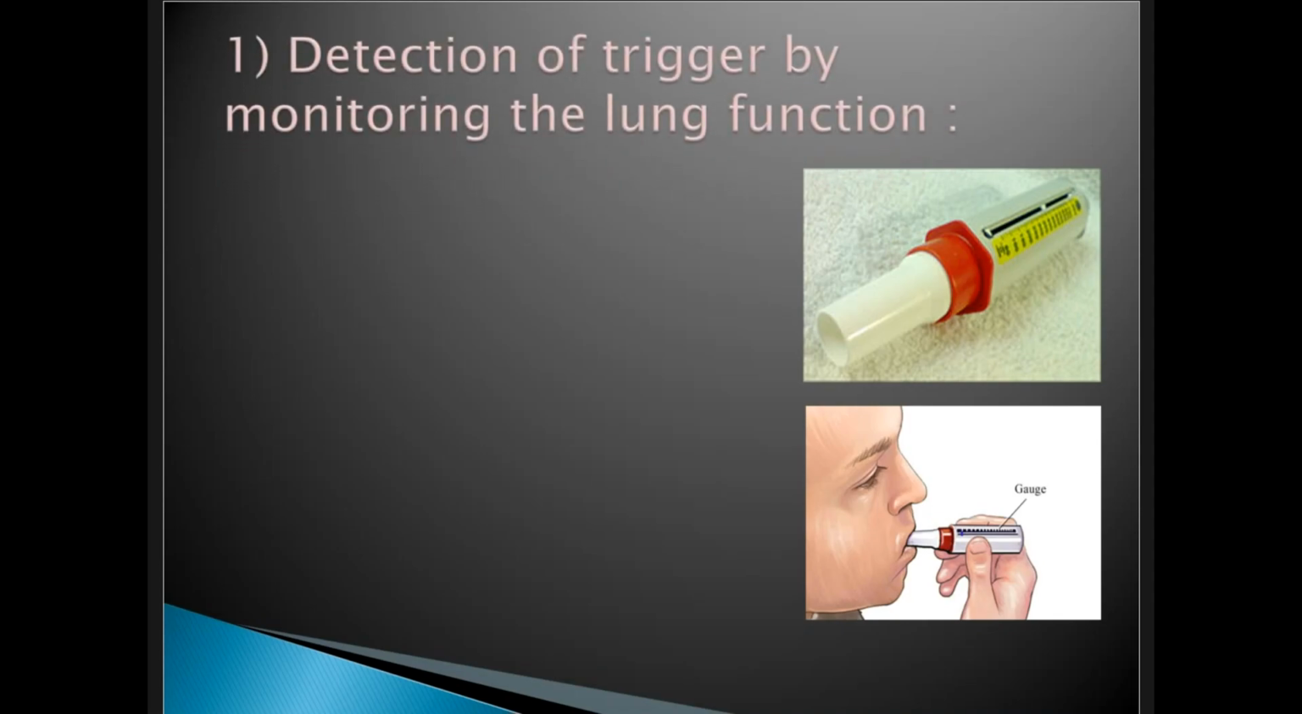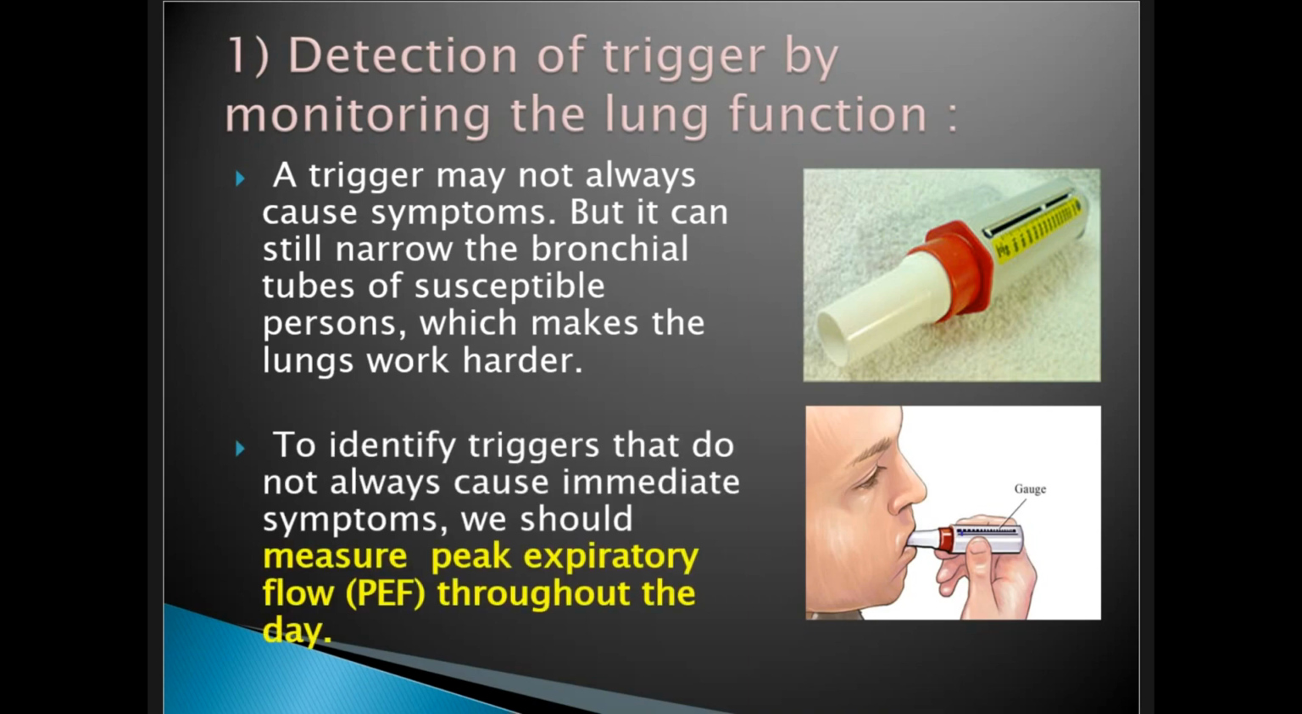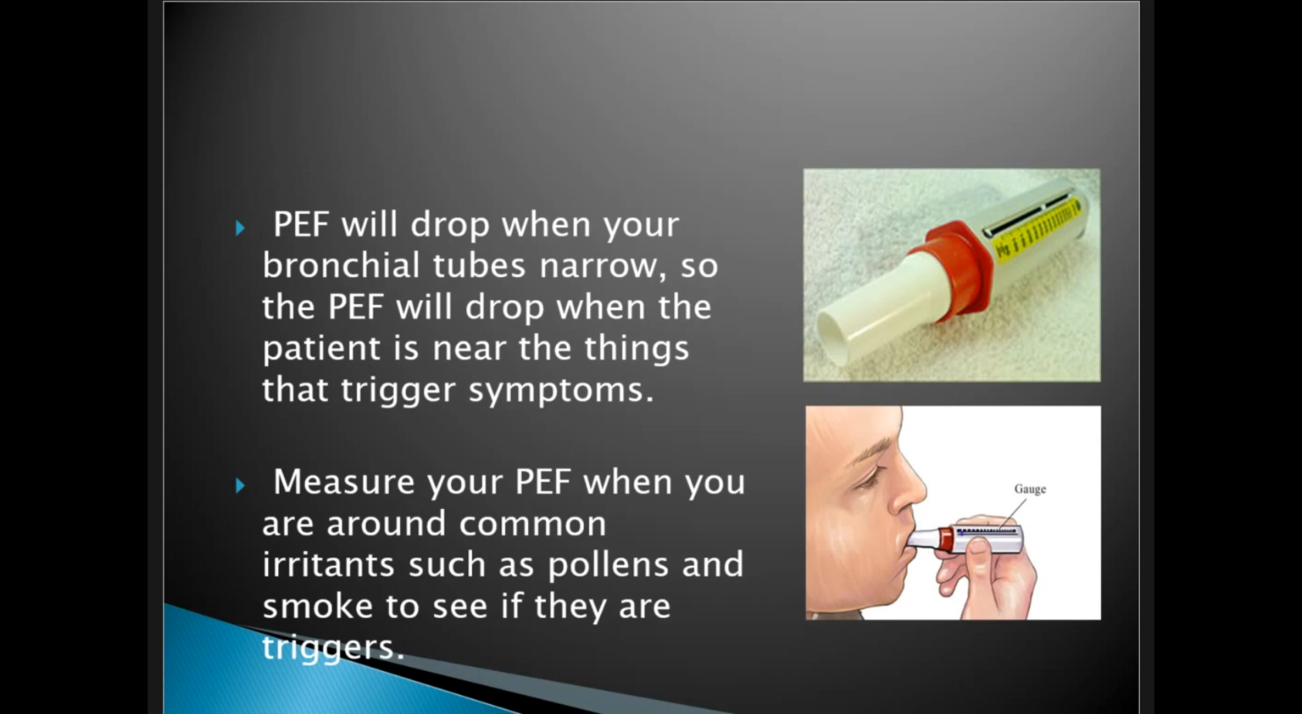1. Detection of triggers by monitoring lung function. A trigger may not always cause symptoms, but it can still narrow the bronchial tubes of susceptible persons, which makes the lungs work harder. To identify triggers that do not always cause immediate symptoms, we should measure peak expiratory flow, PEF, throughout the day. PEF will drop when your bronchial tubes narrow, so the PEF will drop when the patient is near the things that trigger symptoms. Measure your PEF when you are around common irritants such as pollens and smoke to see if they are triggers.